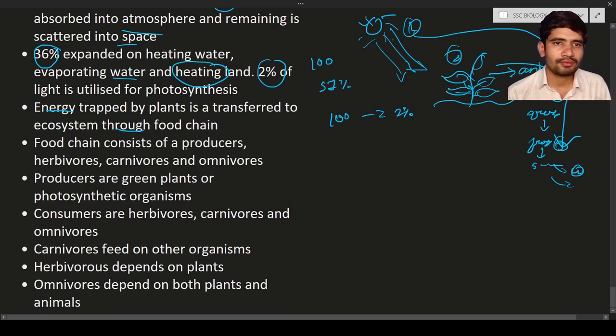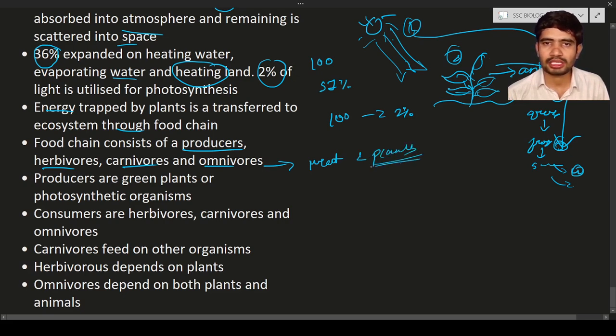Next, the food chain consists of producers, herbivores, carnivores, omnivores, etc. Omnivores means the organisms that eat both meat and plant material. Example, human beings: some human beings eat both meat and plant material. Producers are green plants, the photosynthetic organisms. The consumers are the herbivores, carnivores, and omnivores. Carnivores feed on other organisms, herbivores depend upon plants, and omnivores depend upon both plants and animals.